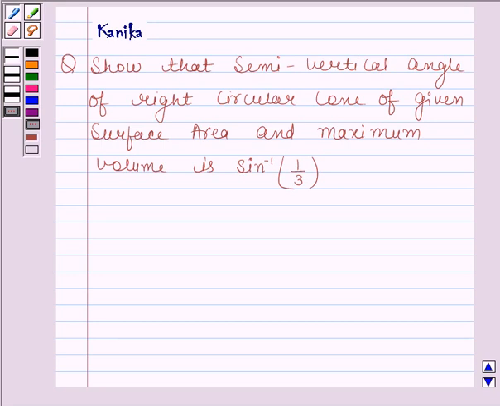The question says, show that semi-vertical angle of right circular cone of given surface area and maximum volume is sine inverse 1 by 3. Let's now begin with the solution.